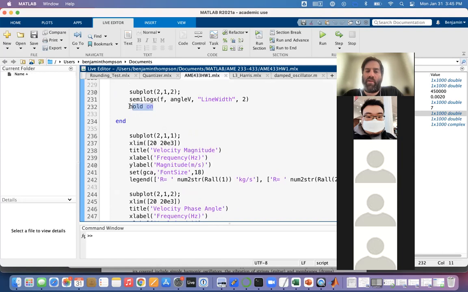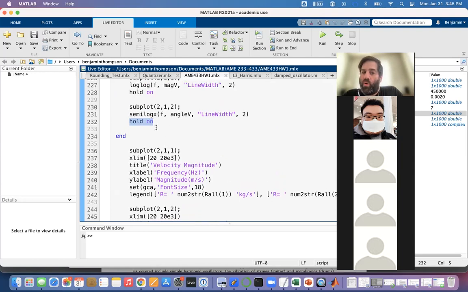I know what you're talking about, and that's right here, I think, right? Hold on says, don't create a new figure when I tell you to plot again. Just plot on the same axes as we just did, right? That might save your bacon right there. Does that answer your question?